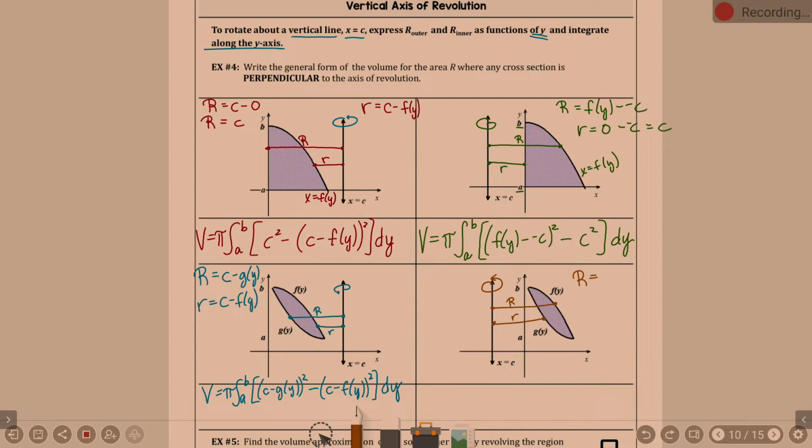Okay, what is big R? F of y plus c. It's minus the negative c value, so it's going to become plus c. Little r is going to be, well, c is negative because it's in the negative location. So c is going to be a negative value there. So like if c was negative 2, it's going to end up being g of y minus negative 2, which ends up becoming plus 2.